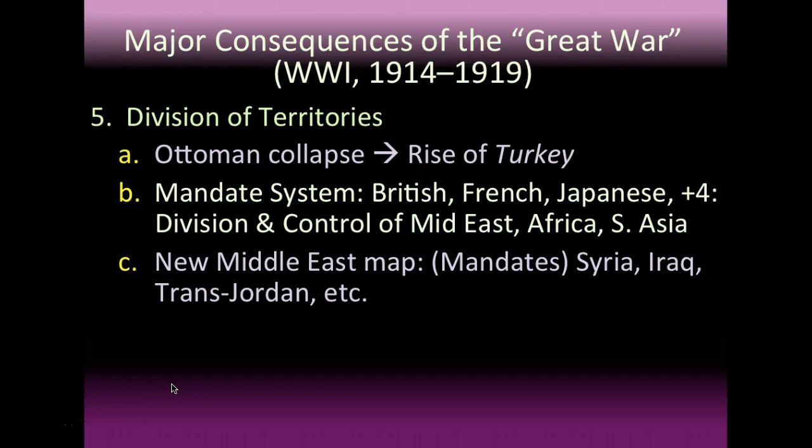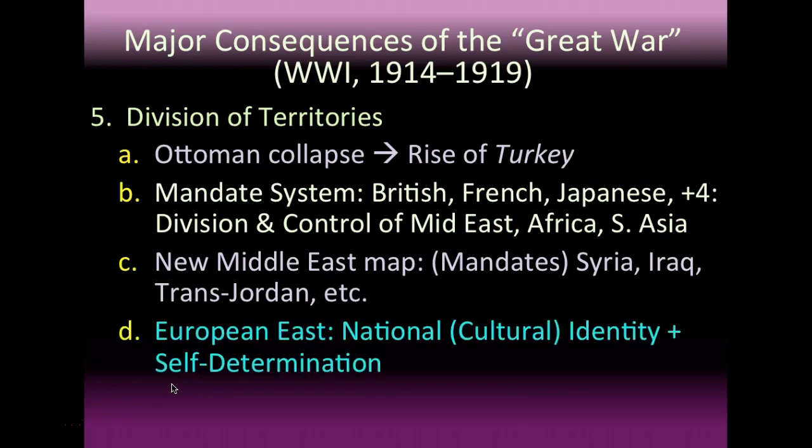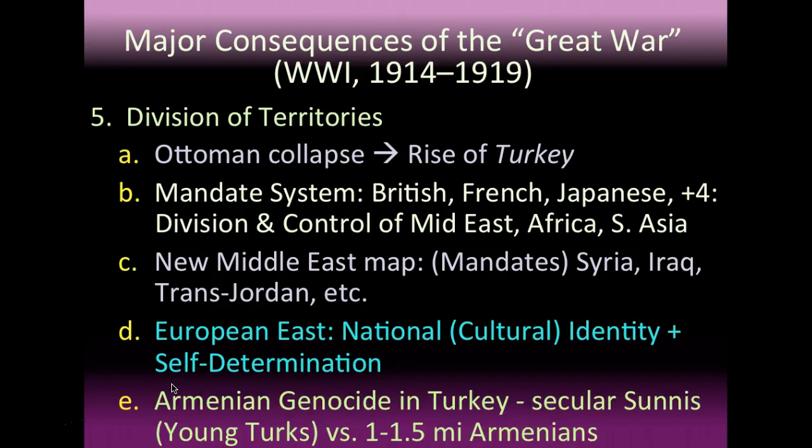A new map was created in the Middle East. And again, these were held by mandates, but the new states of Syria, Iraq, and Transjordan are some examples of the new states that were created out of the Ottoman Empire. We'll look at a map in a moment. In the European East, national identity or cultural identity was pushed again with the belief and desire for self-determination to rule themselves in the European East. And you see new nations starting to come up as an important self-fulfilling prophecy with the desire to rule themselves. And it takes a long time.